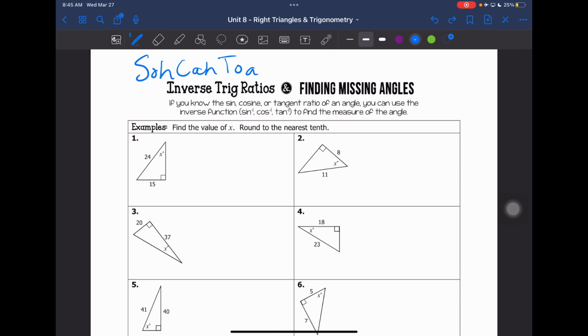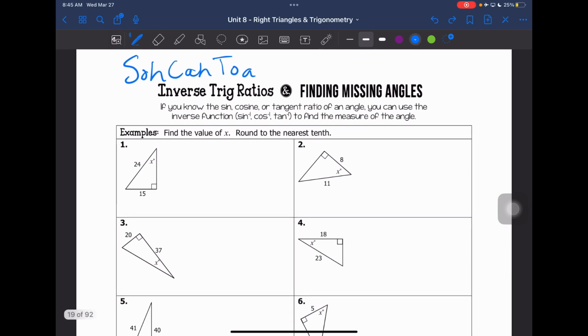Like with number 1, it says find the value of x, round to the nearest tenth. So we would still follow that same process. Highlight or circle your angle, and then figure out which type of sides you have. Well, the 15 is going to be an opposite leg, and then the 24, because it's across from the right angle, makes it the hypotenuse. So I have opposite and hypotenuse, which means that I'm going to use sine. So let's go ahead and write sine, and I don't know my angle measure, so I'll just write x.